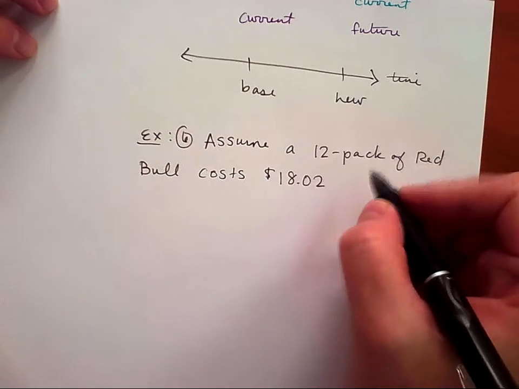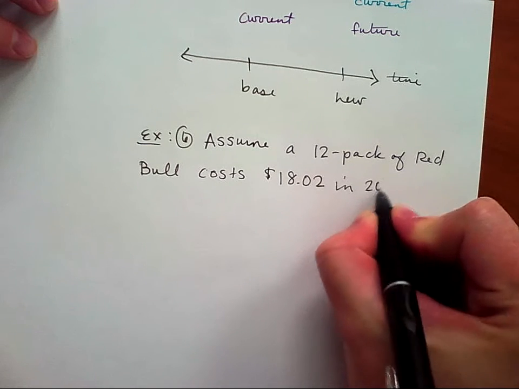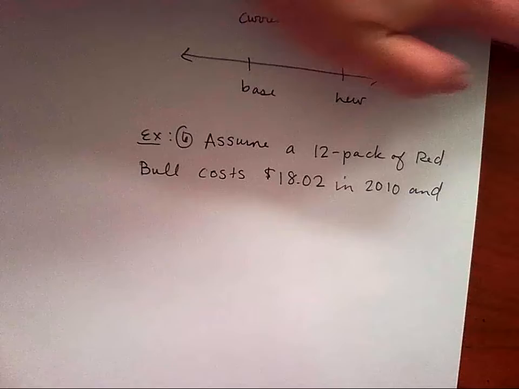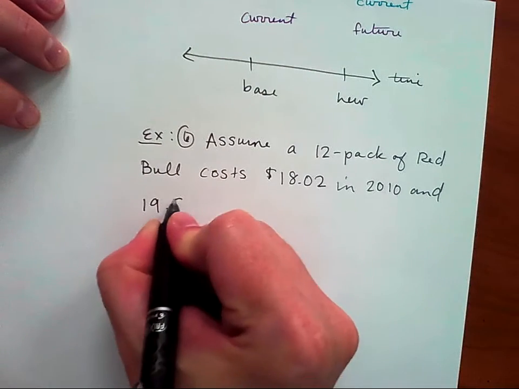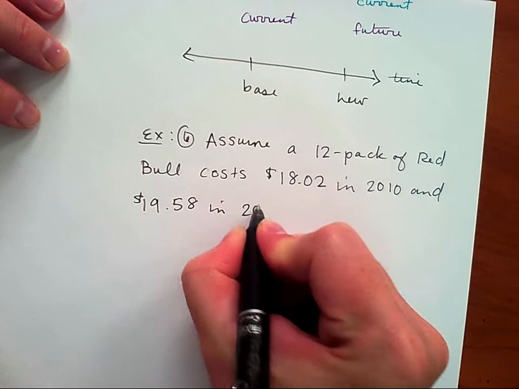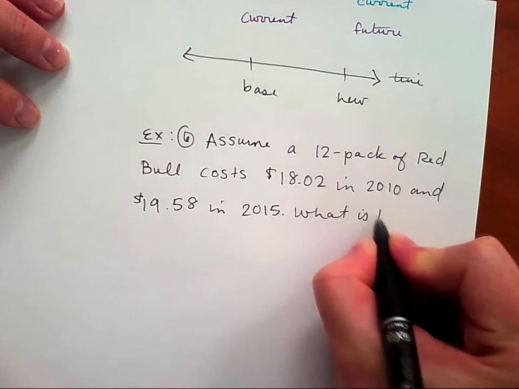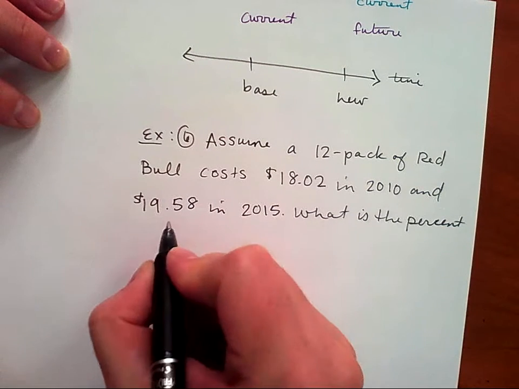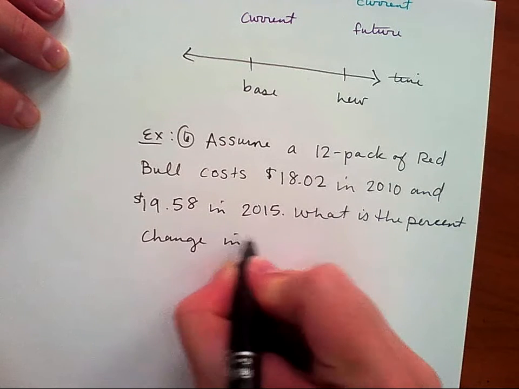Assume a 12-pack of Red Bull cost $18.02 in 2010 and $19.58 in 2015. What is the percent change in this time?